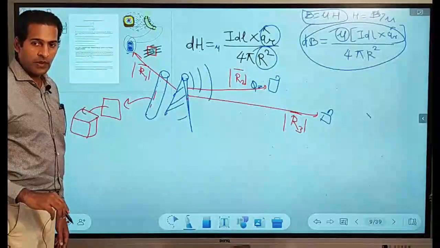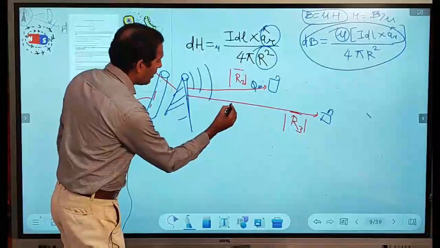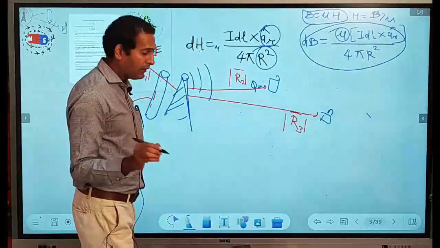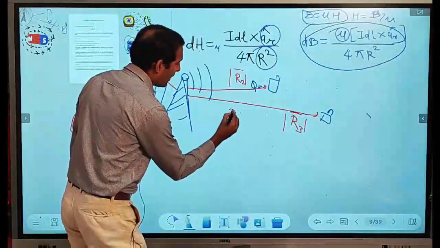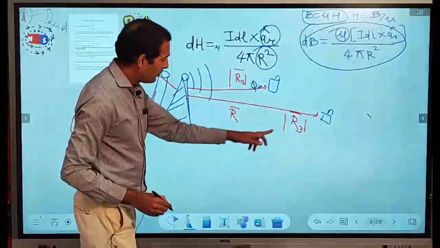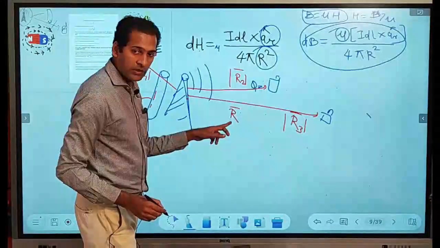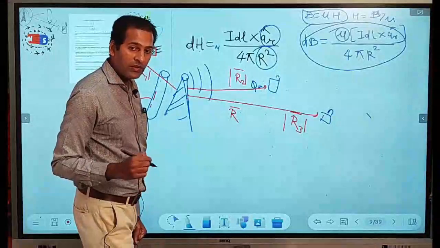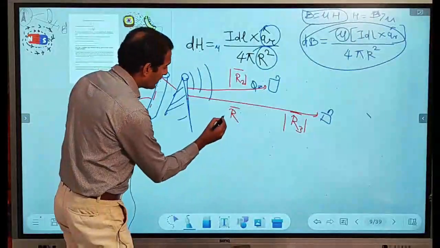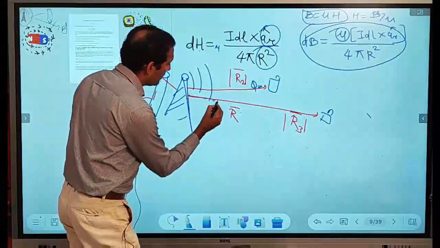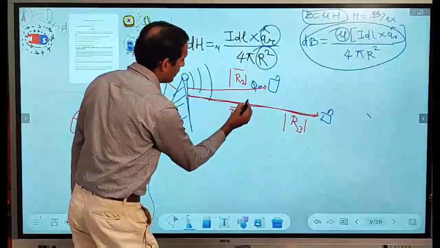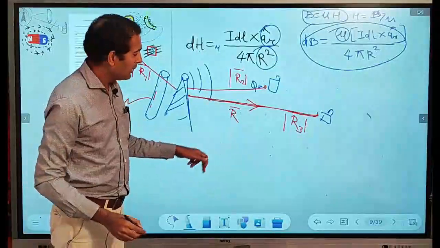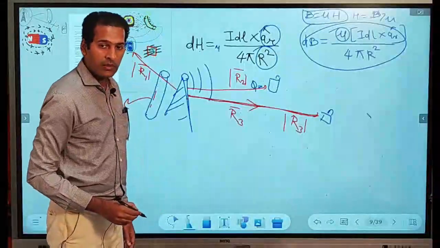Magnitude of what? Magnitude of the position vector. This is a very important topic. There will be one position vector, say r bar. The position vector is directly related with distance, and its direction will be from source to destination. So this is going from the antenna to the mobile phone. This direction is like this, r bar. We can say it as r3 bar.